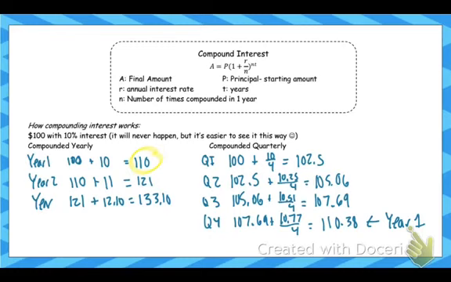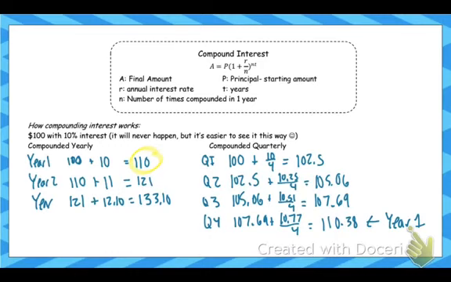Now, I know that doesn't seem like a lot, but let's say instead of $100, you had $100,000. Okay, you can start to see a little bit more of an impact, especially if this carries over across years and years and years with a high interest rate. So the more frequently your interest is compounded, the more money you're going to have.